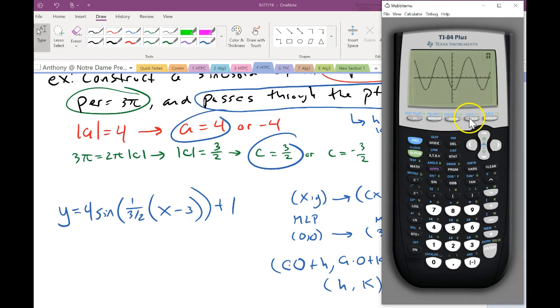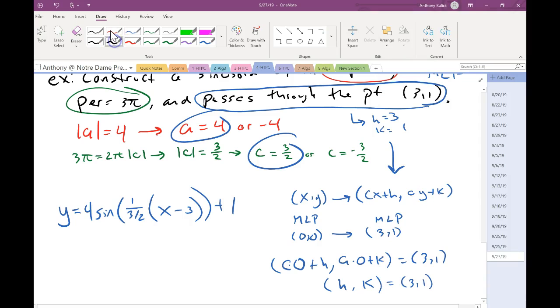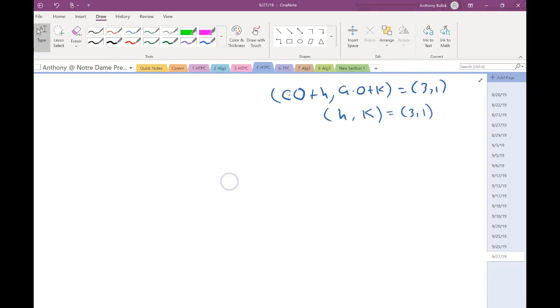So what I'm going to do is press second and trace, and then select the value command, and pick the x-coordinate of 3. What that function does is it finds the point with that x-coordinate on your curve. So I can see that the point 3, 1 is on that curve. So I'm positive that the function that I've written is acceptable, that it meets all the criteria we're given. Everybody okay with that? So again, the calculator stuff I did at the end was just kind of a check there.